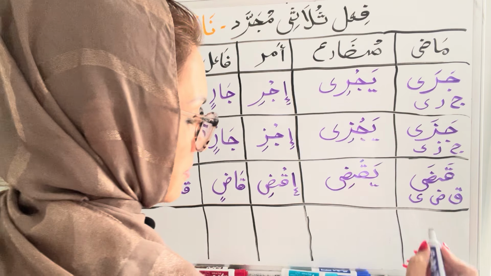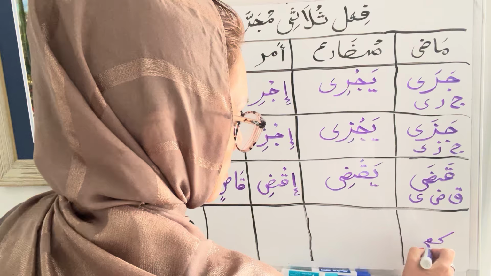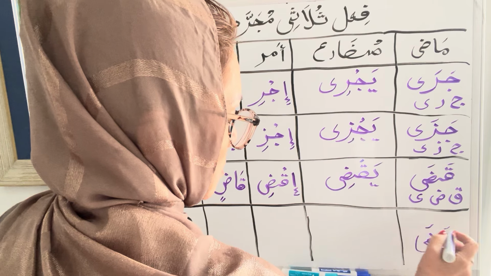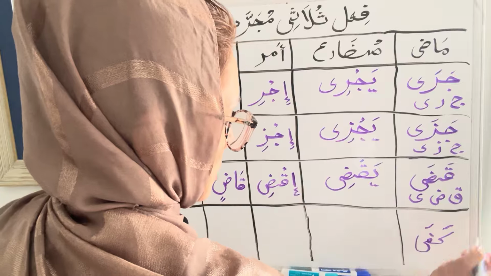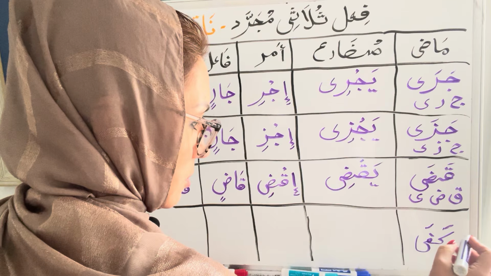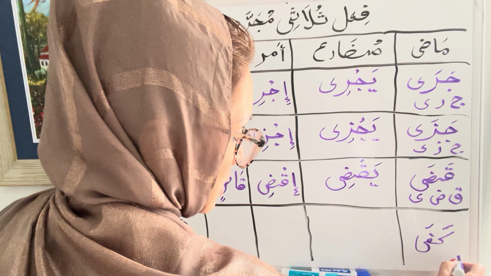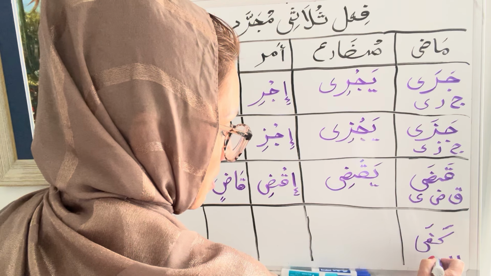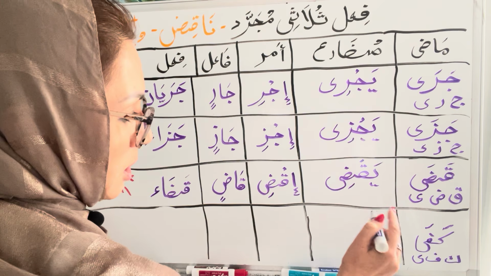We have kafa. Sorry, I have a table underneath my arm. It's not letting my arm go further down, so that's why the writing becomes so crooked. So the root is kaf, fa, and ya. Kafa, yakfi.